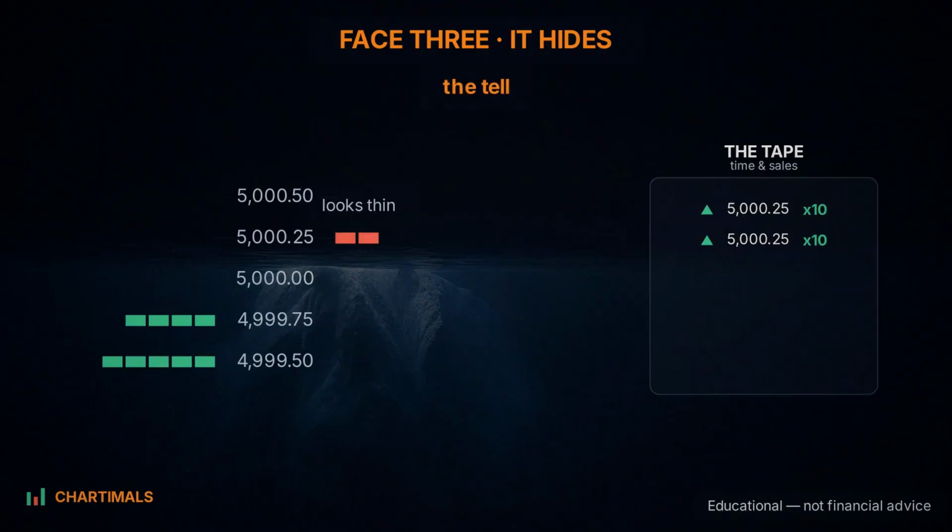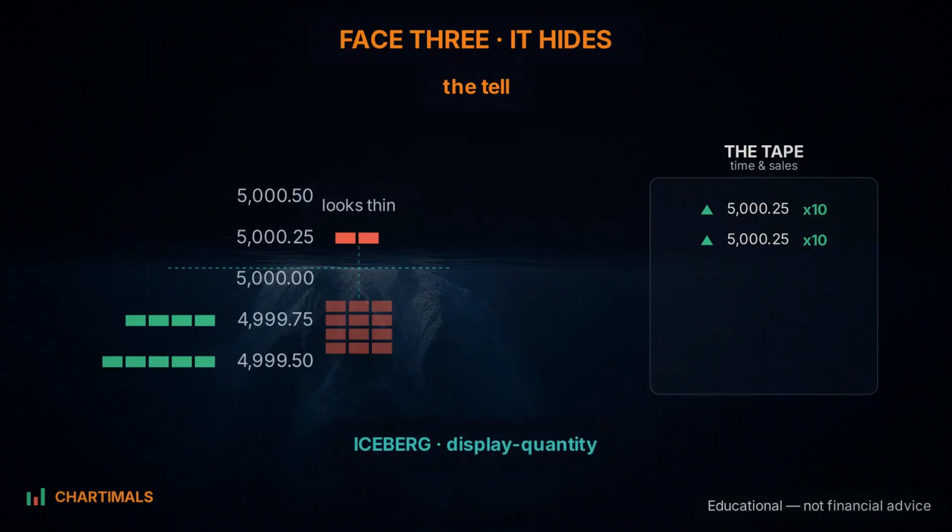Here's the tell. On the wall that holds, the size was a big number in plain view, draining as it got eaten. Here the number is tiny, and it never drains at all, because every contract they take is instantly replaced from a hidden reserve below. What you're looking at is an iceberg. The trader hid the real size and told the exchange to only show a small tip at a time. Because a giant visible order would scare off the very flow they want to trade against.